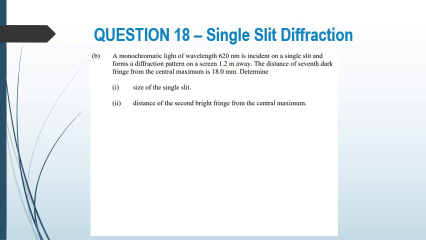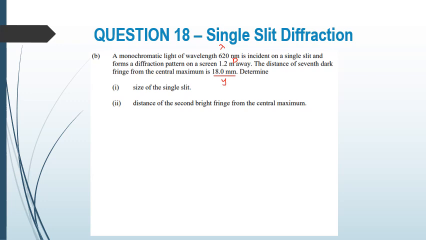If you look at these questions, you are given a wavelength, and the screen is located 1.2 meter away from the slit. So capital letter D is 1.2 meter. And then the next statement, the distance of the 7th dark fringe from the central maximum is 18 mm. So what does it mean? That is your y.